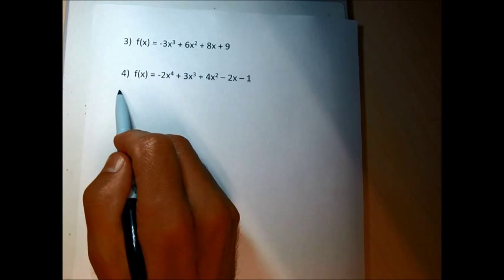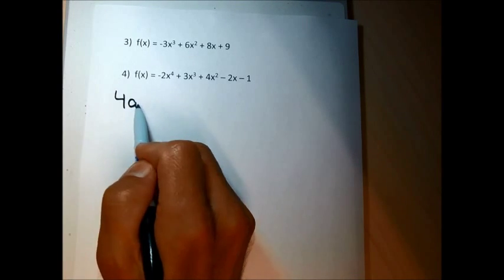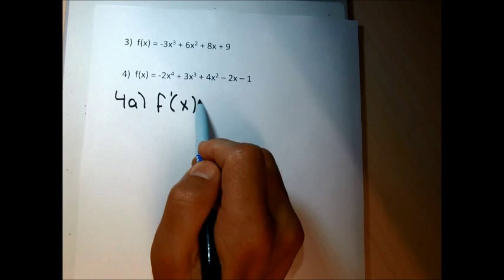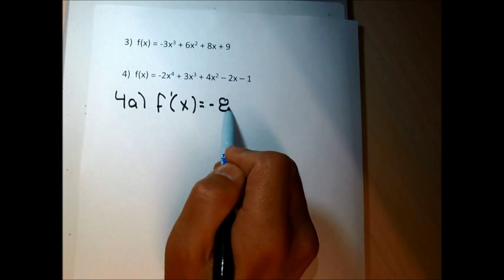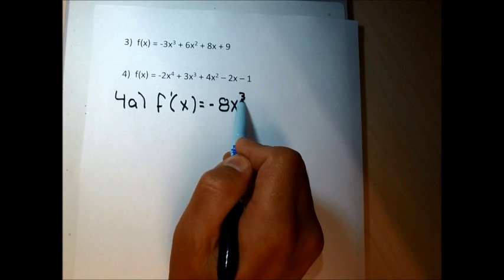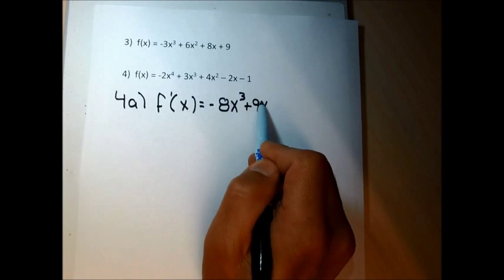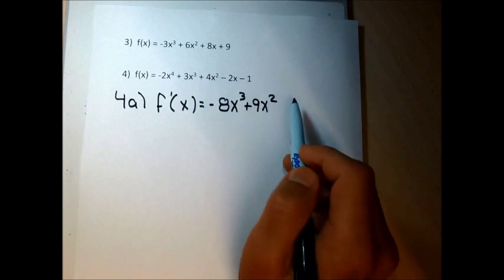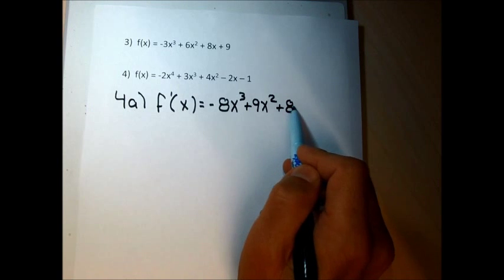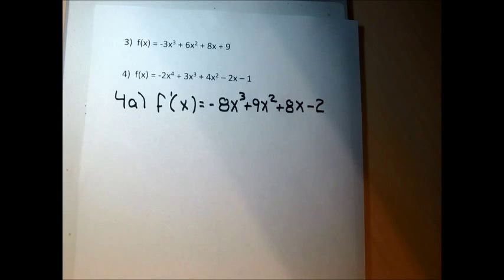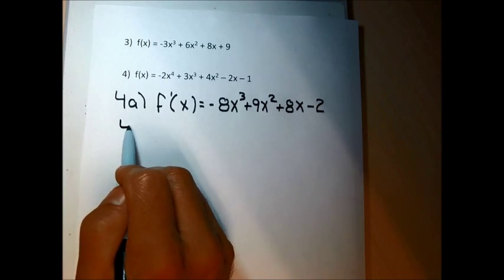All right, so for 3 and 4, we're going to do first, second, and third derivatives. So 4a, first derivative, f prime of x equals, I'll go 4 times negative 2 is negative 8. Lower the exponent to 3. And then 3 times 3 is 9. Lower the exponent to 2. 2 times 4 is 8. Lower the exponent to 1. The derivative of minus 2x is minus 2. The derivative of minus 1 is 0. That's a nice first derivative, unfactored, but completely fine.